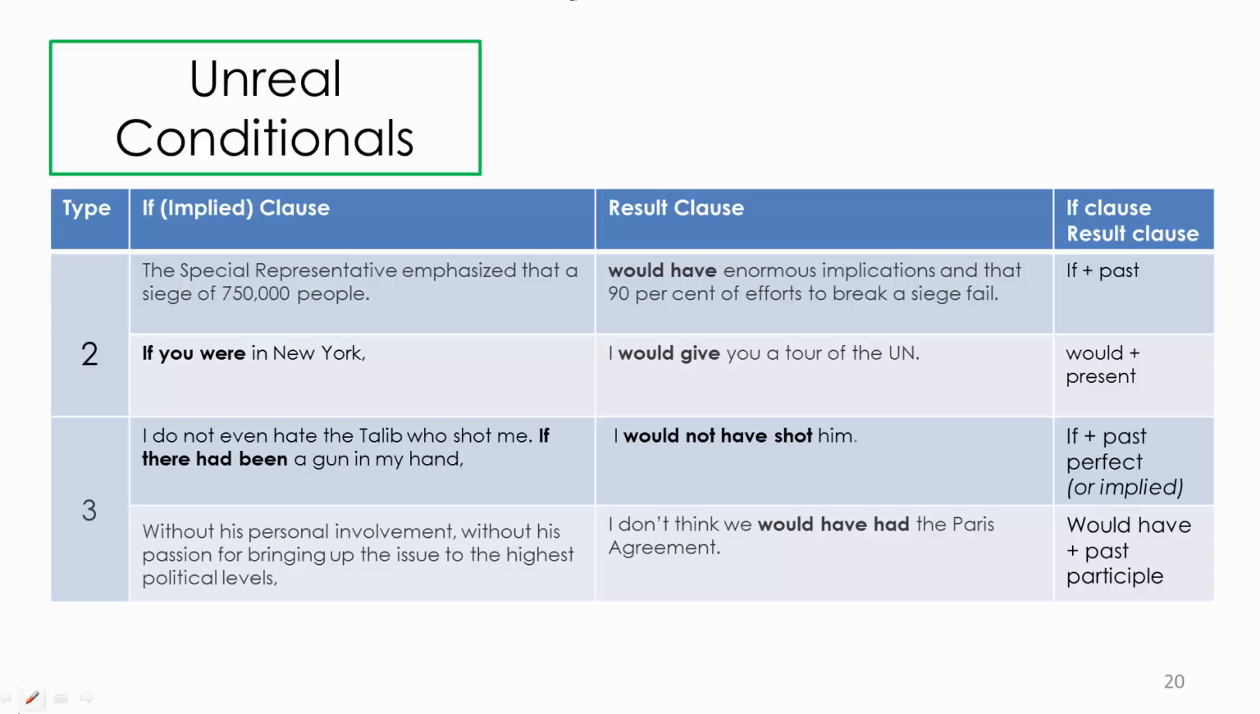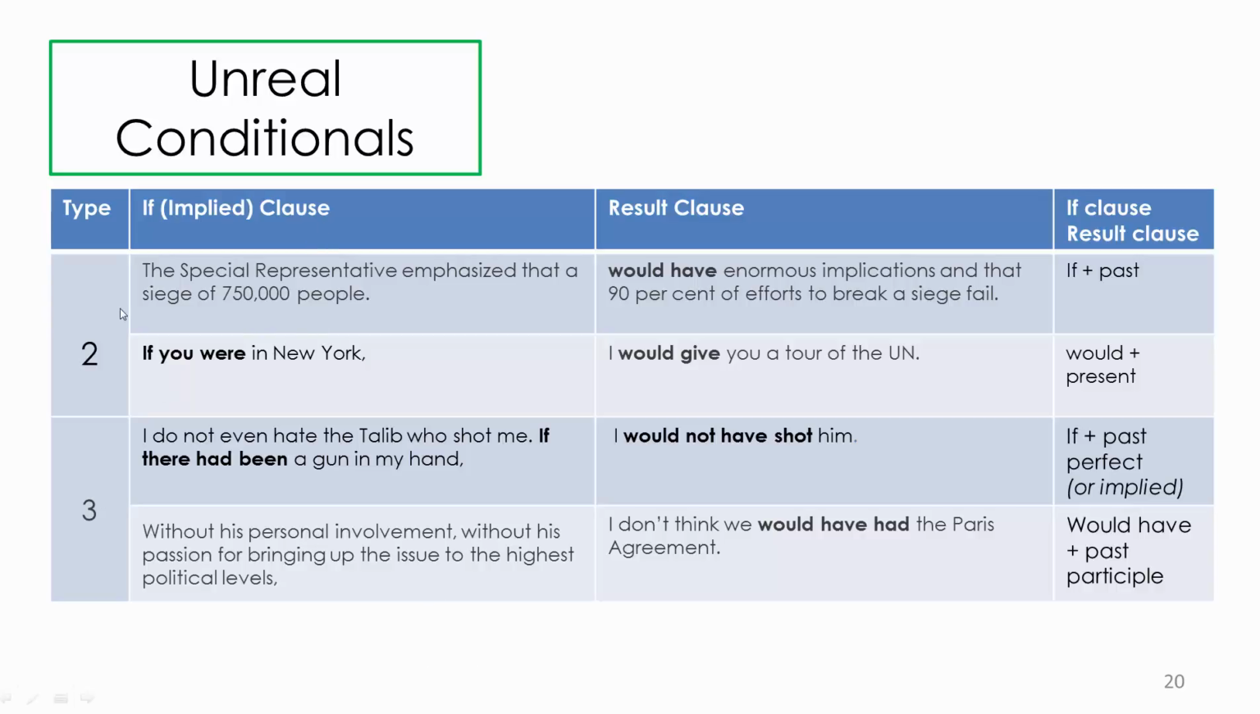If we focus on the form for the third conditional, you can see here that we use the past perfect in the if clause, and then we use would have plus the past participle in the result clause. So once again, we use the past perfect in the if clause, and we use would have plus past participle in the result clause. And that's why it's a little bit difficult, because there's a lot of auxiliaries involved, the use of past participles.